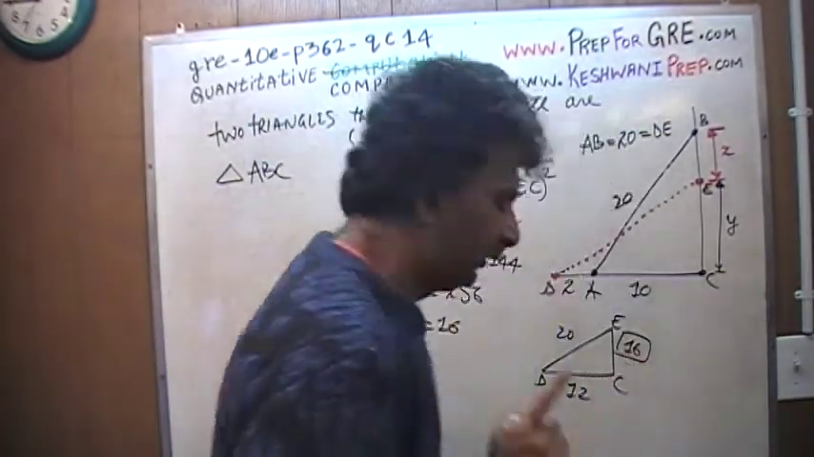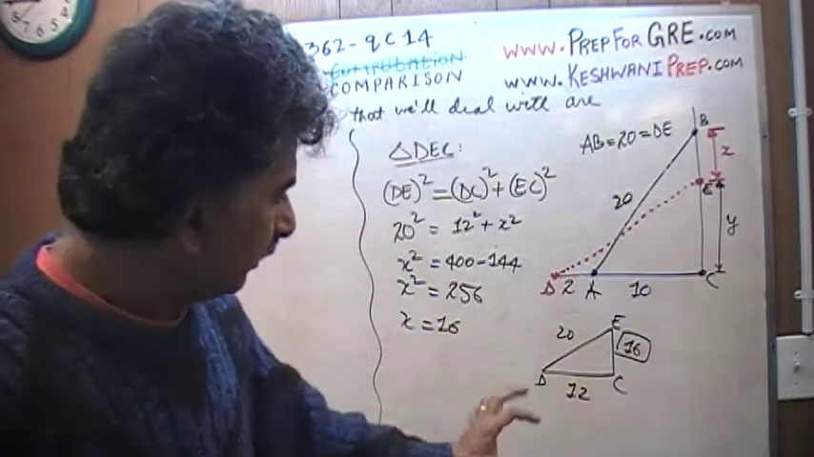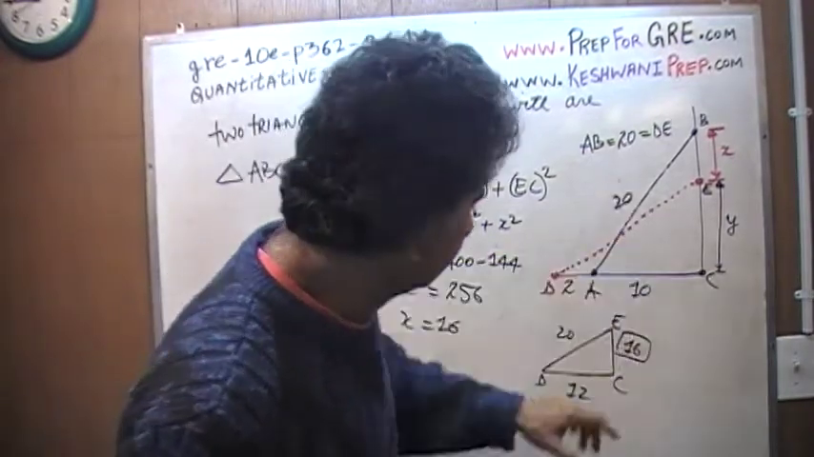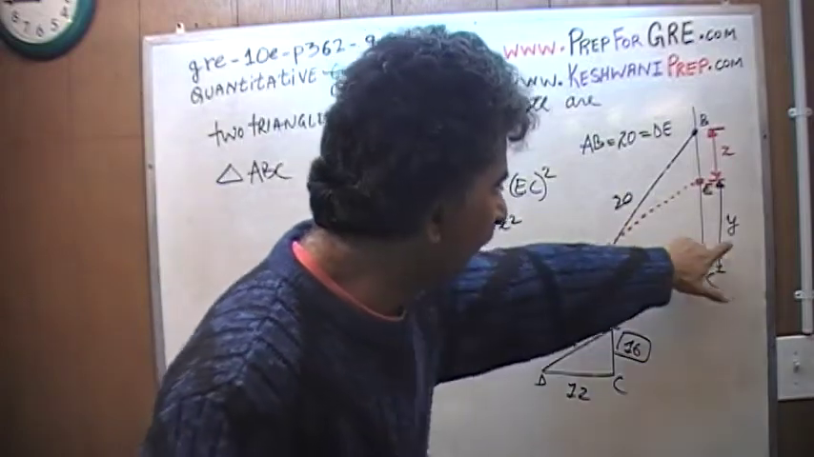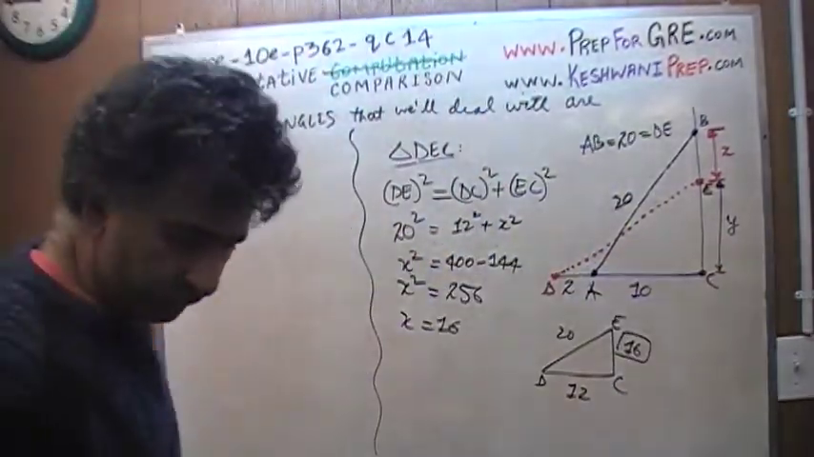The question is, how could we have figured out this distance? Not x, DEC, I shouldn't say x, your y. Well, let's call it y then.